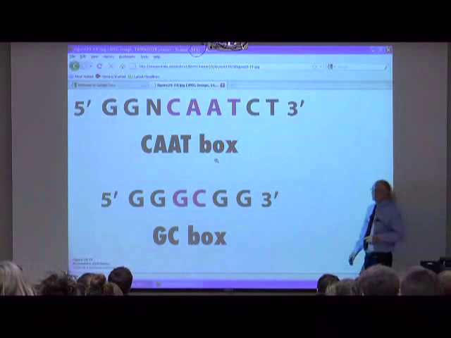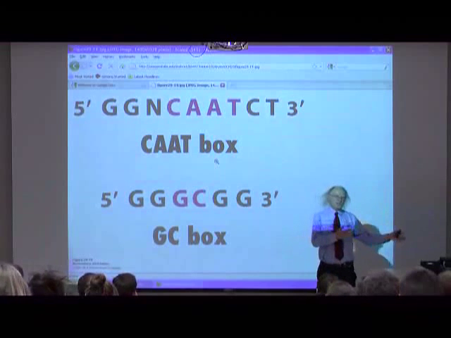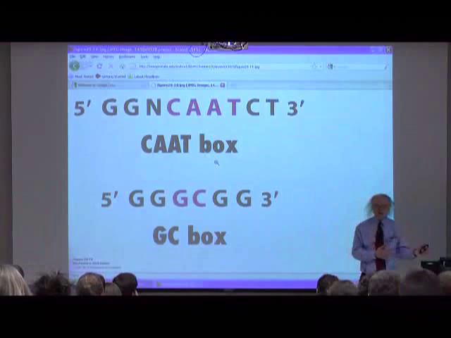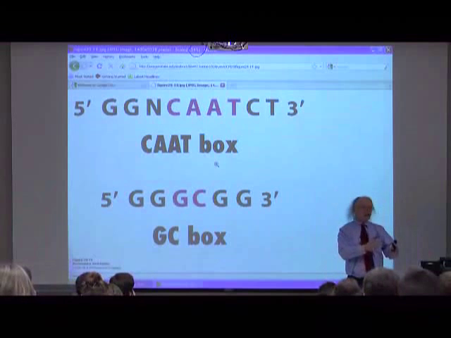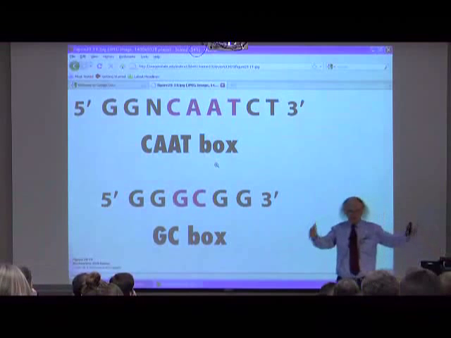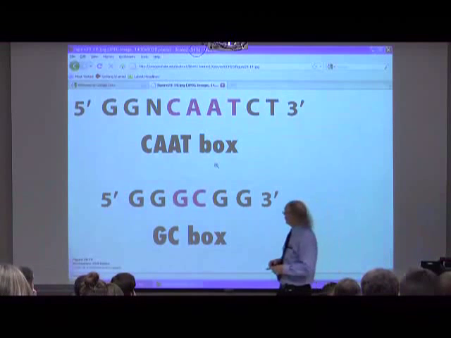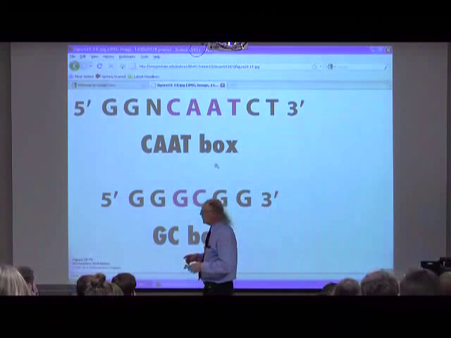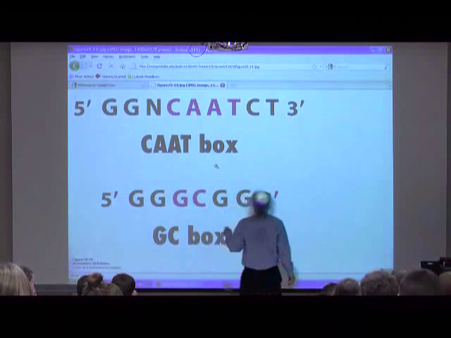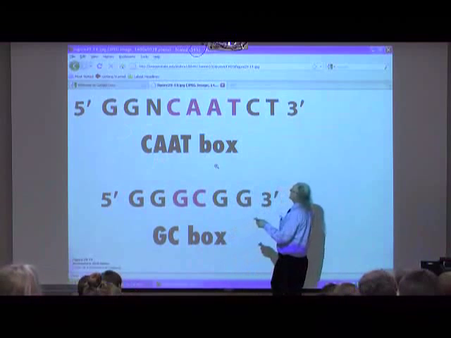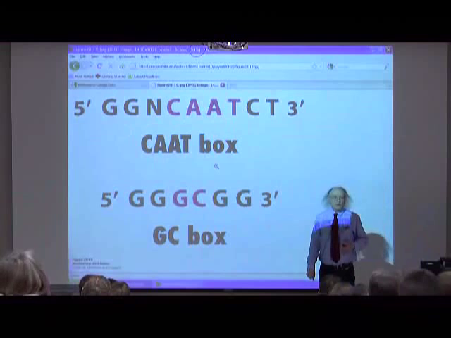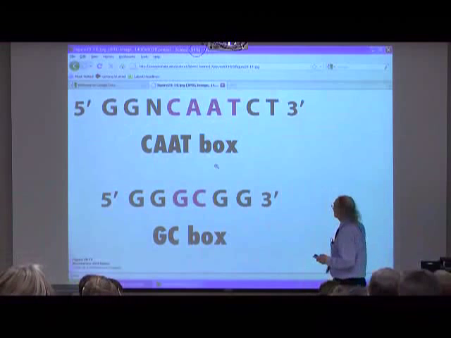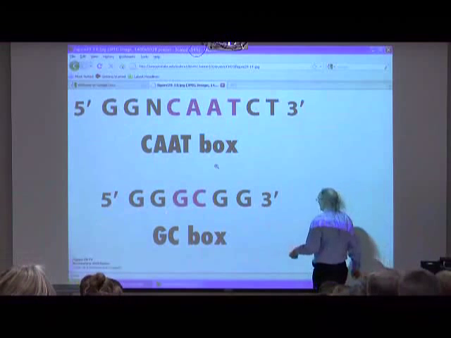Here's a couple of sequence elements that we see in variable positions ahead of the transcriptional start site. These are not enhancer elements. These are part of conserved sequences around that minus 100 to minus 300 or so region. One's called the CAAT box, and it got its name by virtue of the fact that there's a CAAT that is fairly commonly found. Another one is called a GC box.